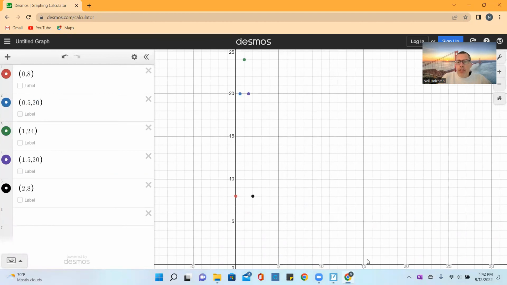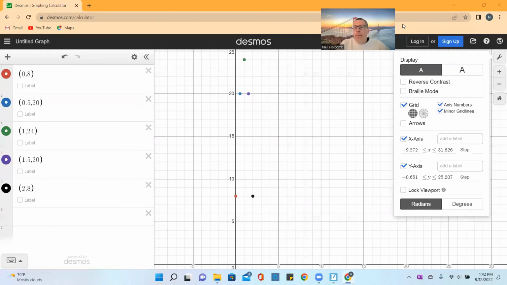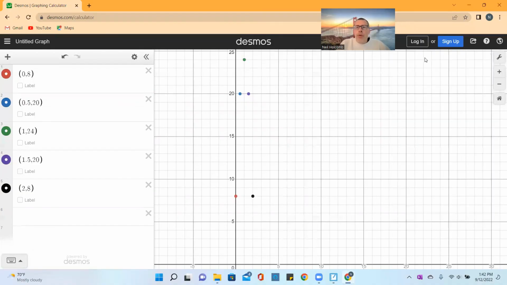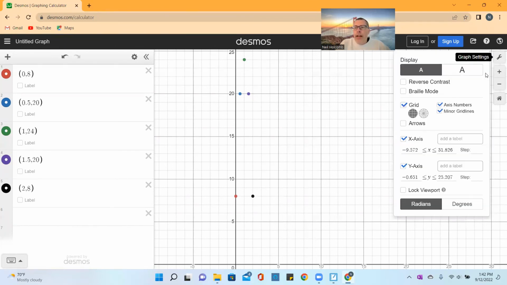Now let me make some adjustments here. Let me pause this so you're not watching, and I'm going to stretch this out so it's not so squeezed. We're not using much on the domain, and our range is huge. Okay, so in order for you to use Desmos, you should see what I'm doing now. There's a wrench here. That's graph settings. So you click on that.